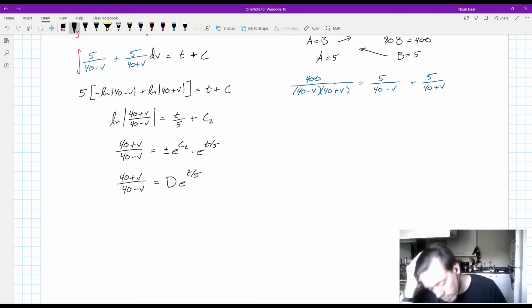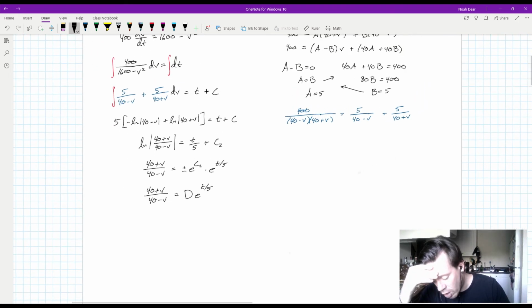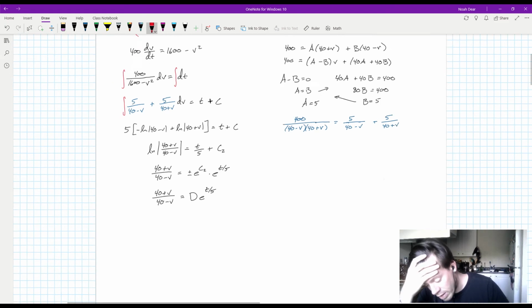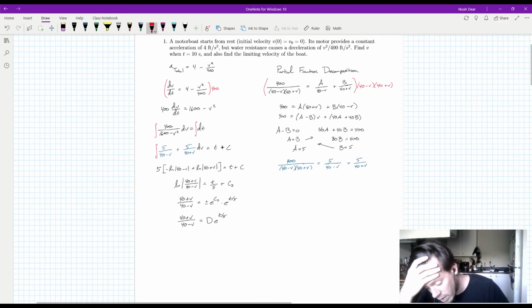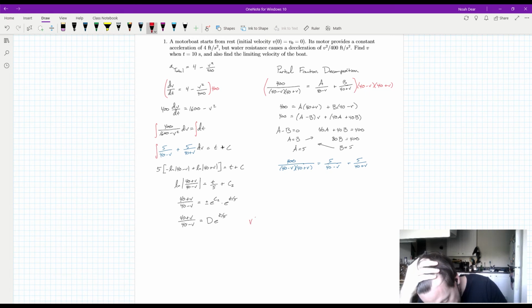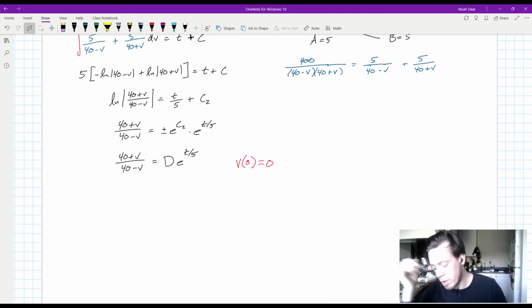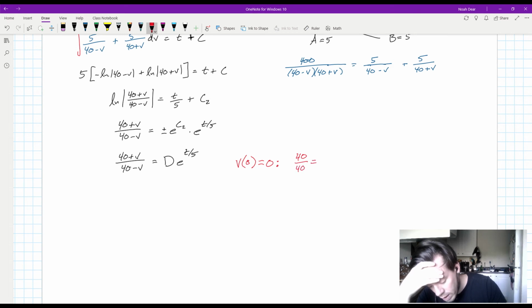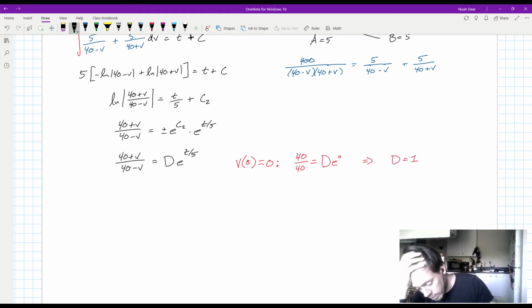All right. We want to find our d value now. So what we're going to do is take our initial condition, going back to the original problem. We see the initial velocity is 0. So we plug 0 in for t and v, and we get 40 over 40 equals d e to the 0, implying that our d value equals 1. 40 plus v over 40 minus v equals e to the t over 5.